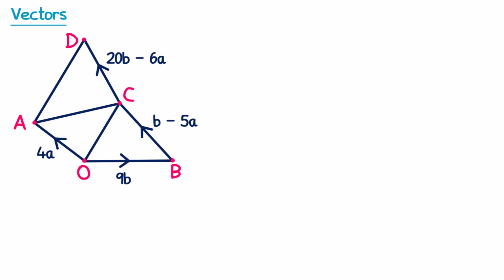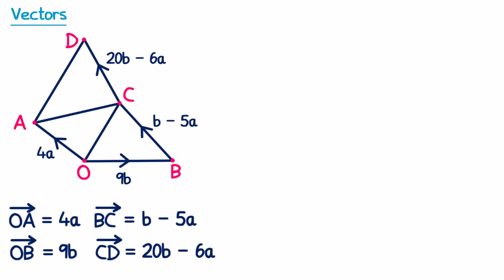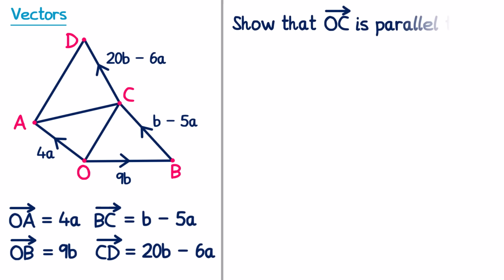So for this question, we're going to have a diagram, and then all of this information which is actually on the diagram. And we're going to answer this question. Show that the vector OC is parallel to the vector AD. So we just learned that if two vectors are parallel, one of them must be a multiple of the other one. So we're just going to work out these two vectors and hope that that's the case. So let's start with the vector from O to C.